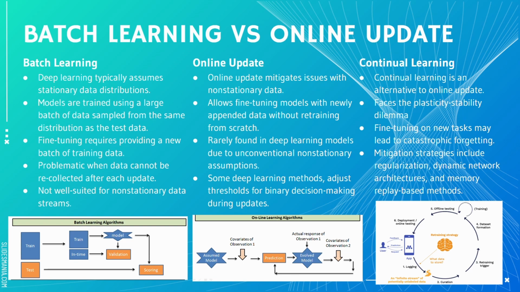Some deep learning methods use it, not all, and they use it to adjust thresholds for binary decision making during updates. So an alternative to online update is continual learning, which faces the plasticity-stability dilemma. The dilemma is that neural networks should be plastic enough to learn new tasks and stable enough to retain important features. So learning new tasks may sometimes lead to catastrophic forgetting.